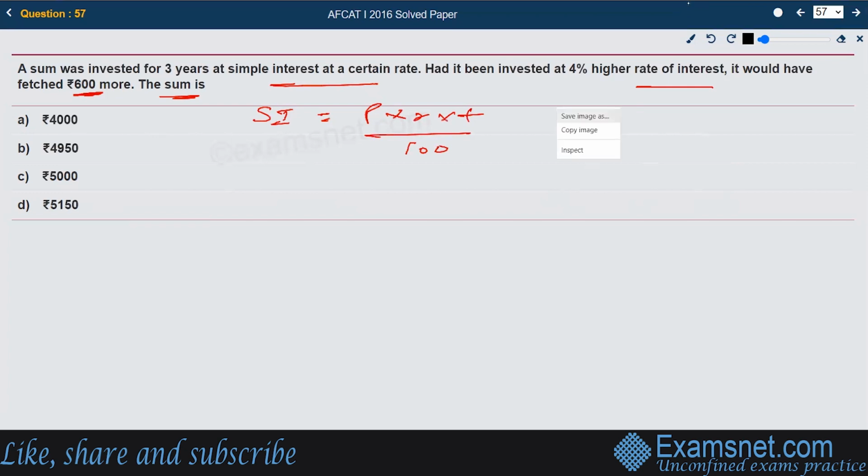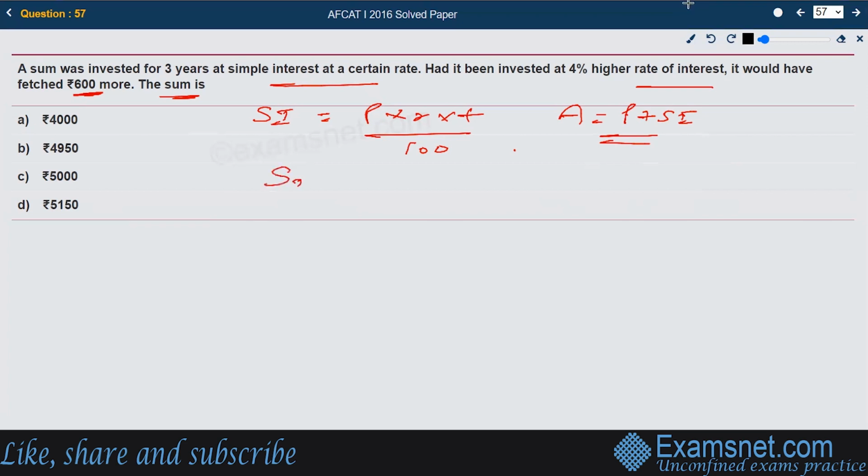Okay. And if you want to know the amount, the formula for amount is that we are supposed to add the principal to the simple interest value. This is what it is. So here a comparison of simple interest has been given. The first simple interest is calculated for the case where the rate would have been 4% higher, and we look at what the difference would have been.